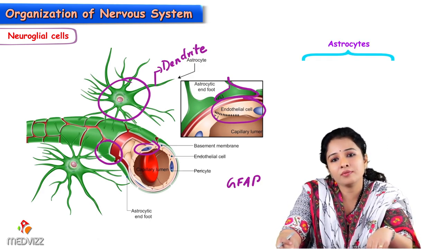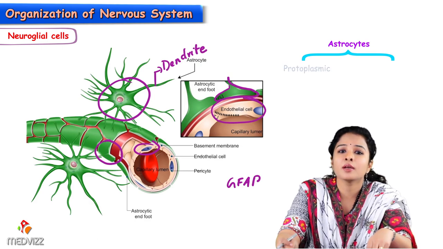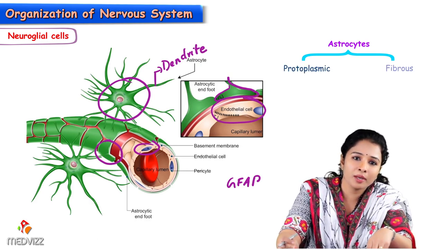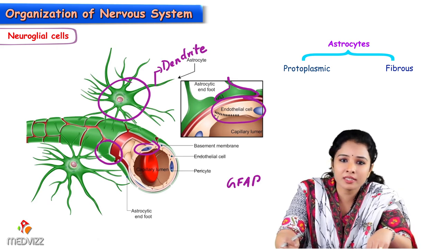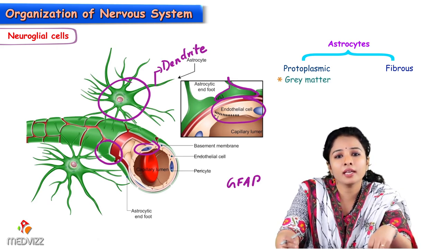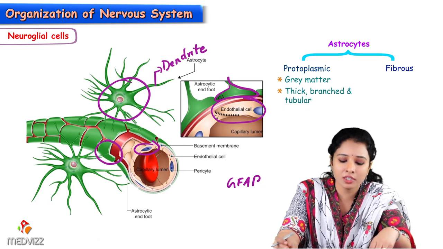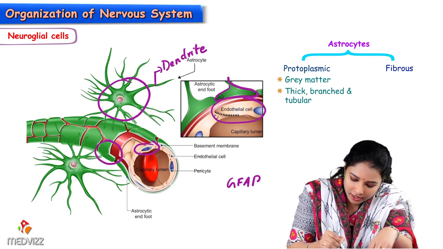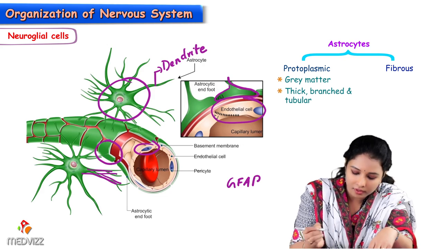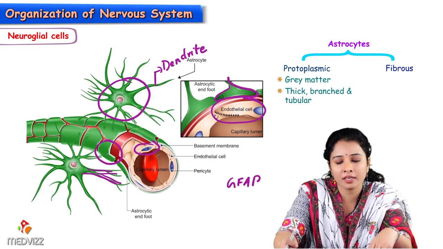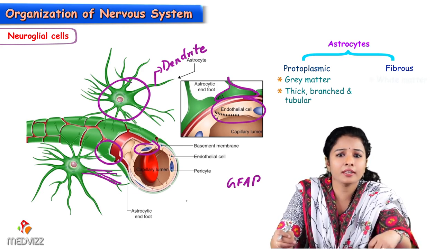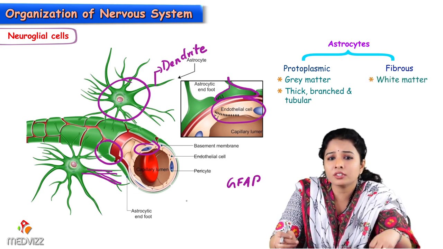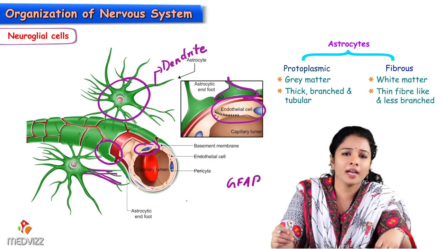Astrocytes can be classified into two varieties, protoplasmic astrocytes and fibrous astrocytes. Protoplasmic astrocytes are mainly present in the gray matter and their processes are thick, branched and tubular. So they are called protoplasmic. In contrast, the fibrous astrocytes are found in the white matter and their processes are thin, fiber-like and less branched.